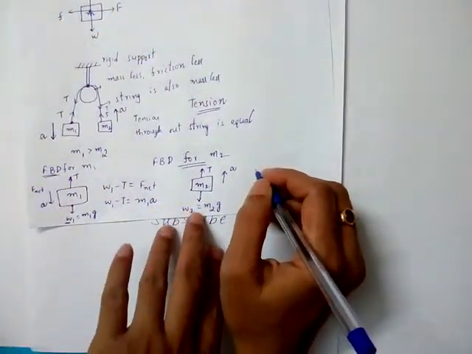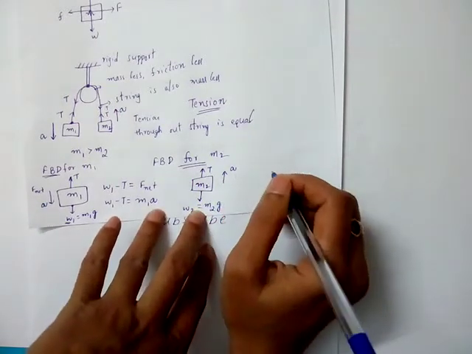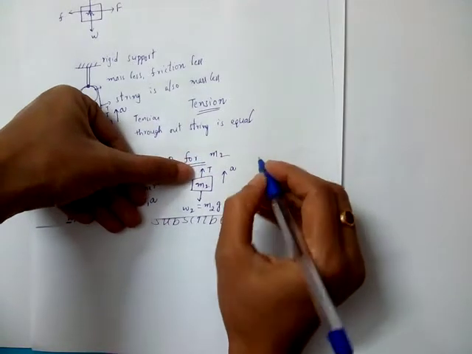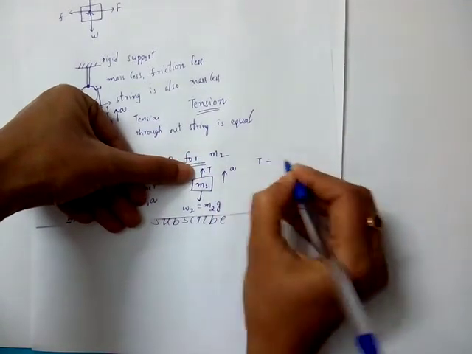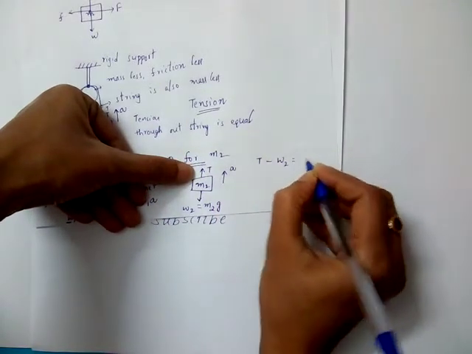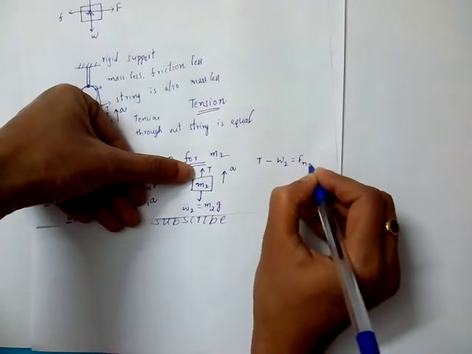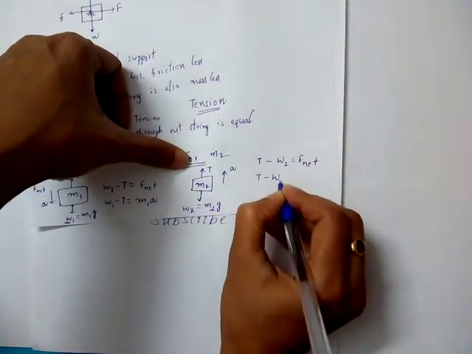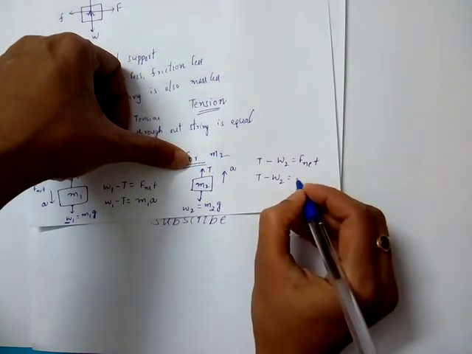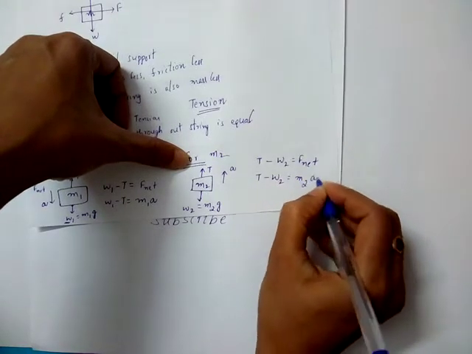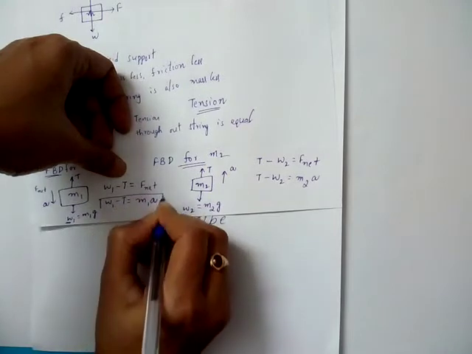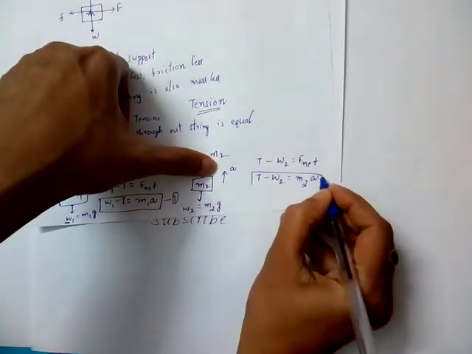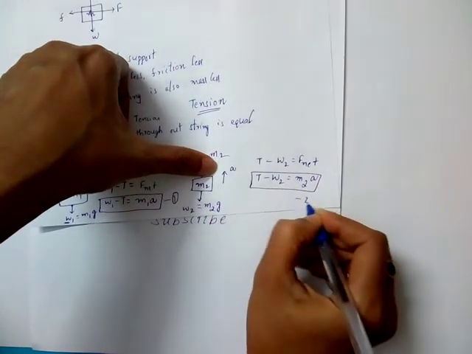In the same way, we have drawn the FBD of the second body and we will write the equation. Okay. Now here acceleration is upwards. That means which force is greater here? Tension is greater. T minus W2 is equal to F net. So T minus W2 is equal to M2A. I'll take this as equation 1 and this as equation 2.